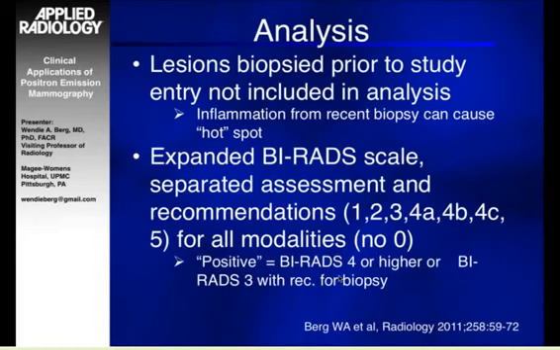In our analysis, one thing I want to point out is that many of the prior studies of MRI, which make it sound quite good, actually include the known cancer. And we felt that this was a bias for several reasons. Obviously, you already know about it, so finding it is not anything very useful. And secondly, we also knew that inflammation from recent biopsy could cause a hotspot, so we didn't want to give credit to PEM just because there were post-biopsy changes. So we excluded lesions that had been biopsied prior to study entry. We did use an expanded BI-RADS type scale, as you can see here.